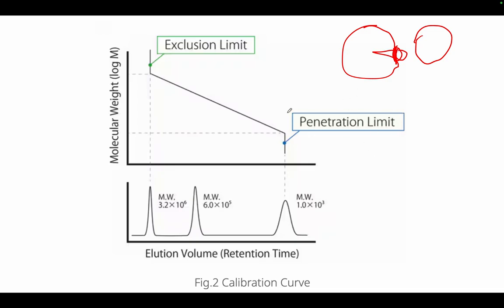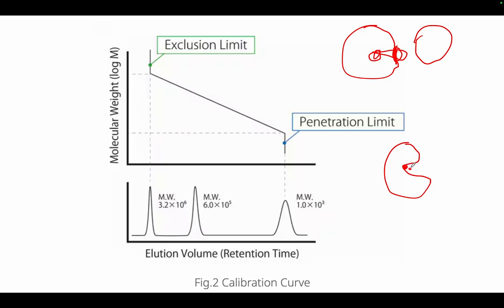The penetration limit is telling you basically the lowest molecular weight until which the samples can be resolved by the column. So this is related to the diameter of the pore. Again, let's consider the pore. There is some minimum diameter of the pore like this. If I have a molecule which is this size, it is going to go all the way inside the pore and then come out.